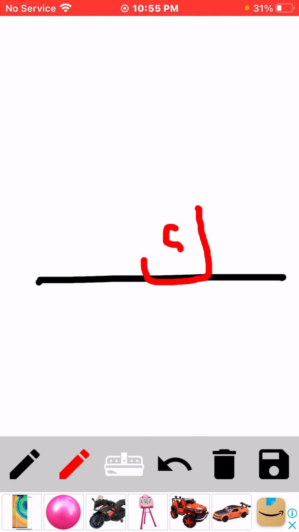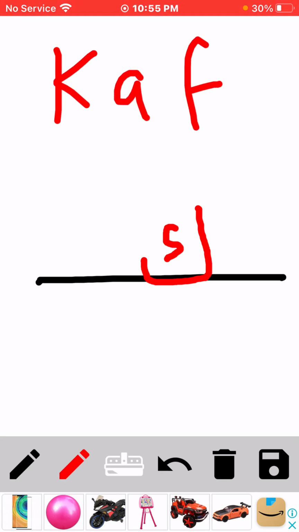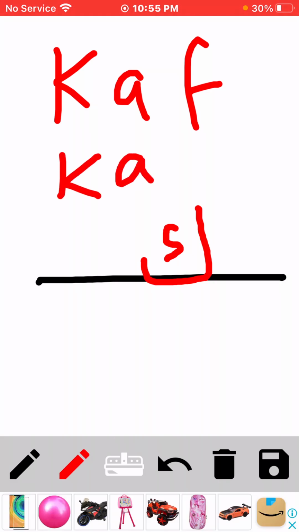Here is letter kaf. Its name is kaf and its sound is ka.